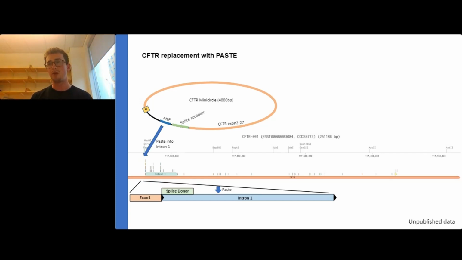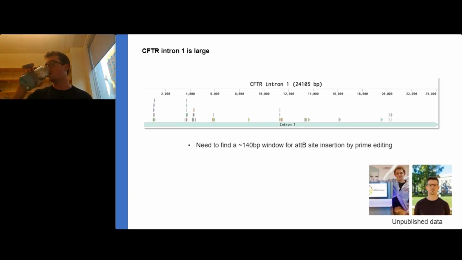And so to start working on this, some other members of the lab, Christopher Fell and Dario Tagliaferri, have started trying to generate constructs that work for pegRNA insertion and then ultimately PASTE insertion at intron 1 of CFTR. And they've been doing this by tiling different combinations of pegRNAs to insert the attB, or the first part of the PASTE machinery.